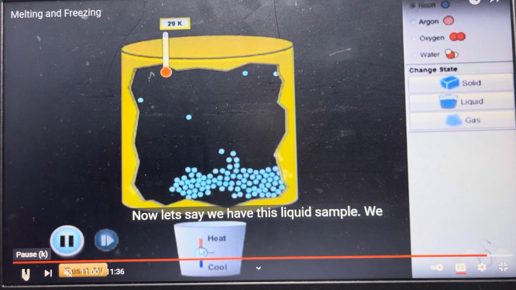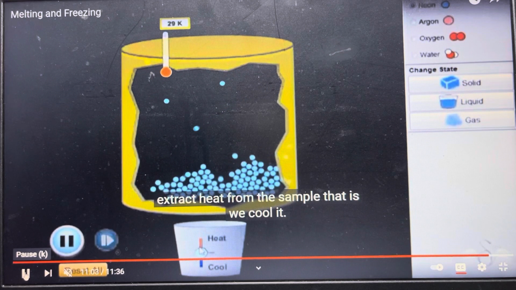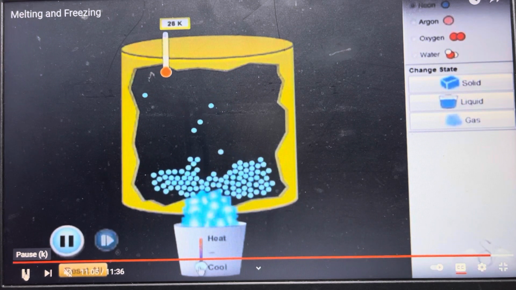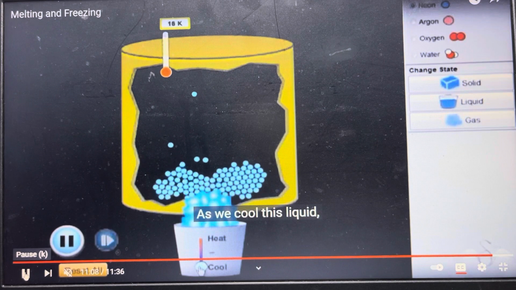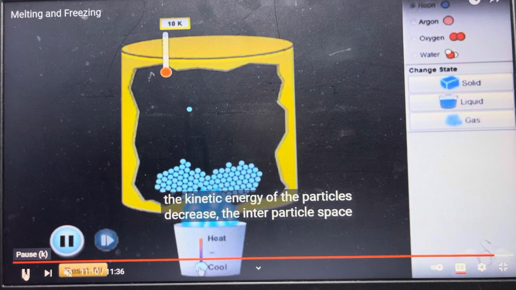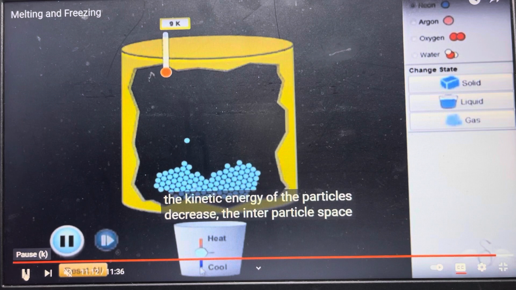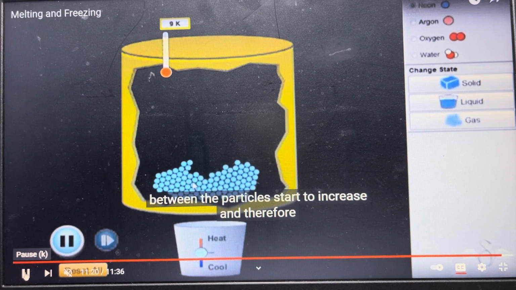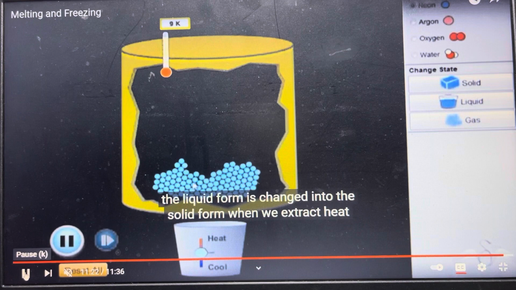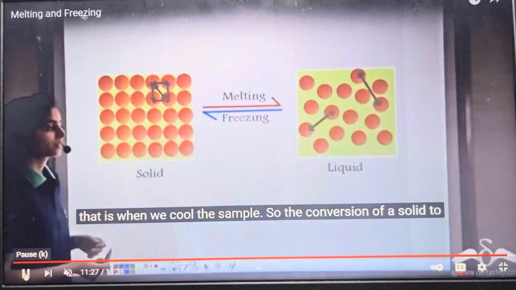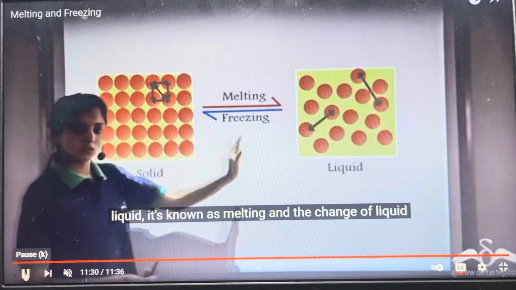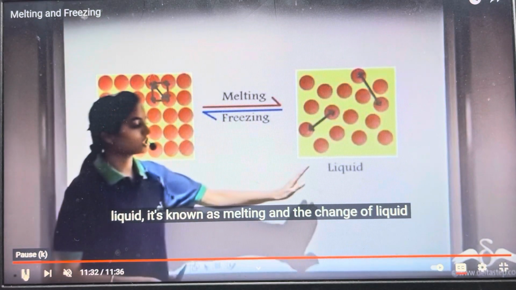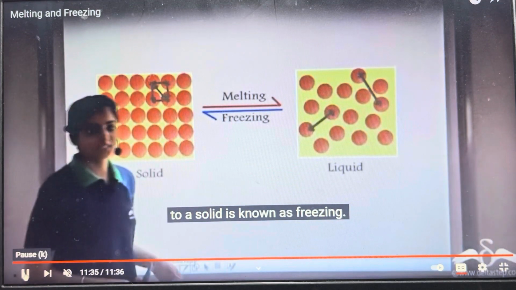Now let's say we have this liquid sample and we extract heat from the sample, that is, we cool it. As we cool this liquid, the kinetic energy of the particles decreases. The interparticle space between the particles decreases. The intermolecular forces of attraction between the particles start to increase, and therefore the liquid form is changed into the solid form when we extract heat, that is, when we cool the sample. So the conversion of solid to liquid is known as melting, and the change of liquid to solid is known as freezing.